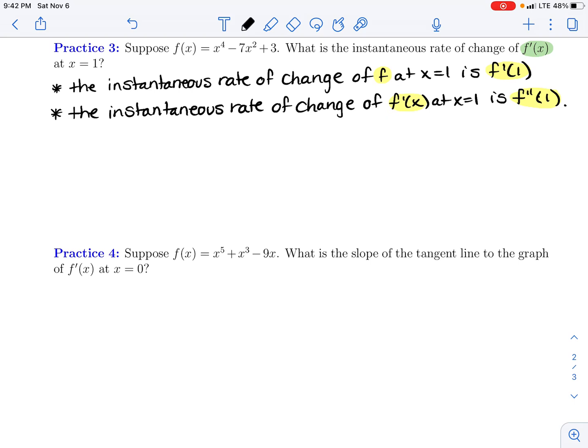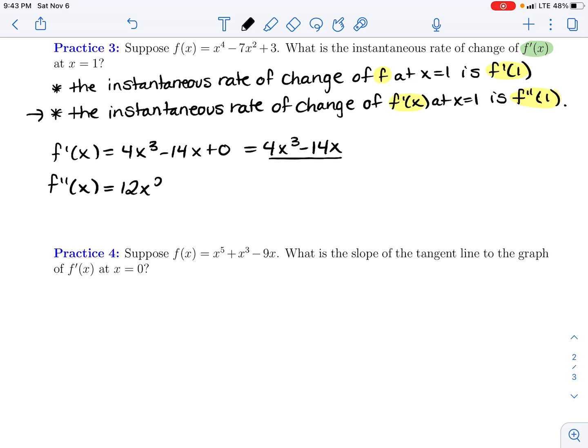Okay, because now what we're going to need to do to find the instantaneous rate of change, just like I wrote on the second part, we need to find the second derivative and plug in 1. That's what f double prime of 1 means. So my first derivative is going to be 4x to the third minus 14x plus 0, right? Which is just 4x to the third minus 14x. So now taking the derivative of this, I get that that's going to be 12x squared minus 14, right?